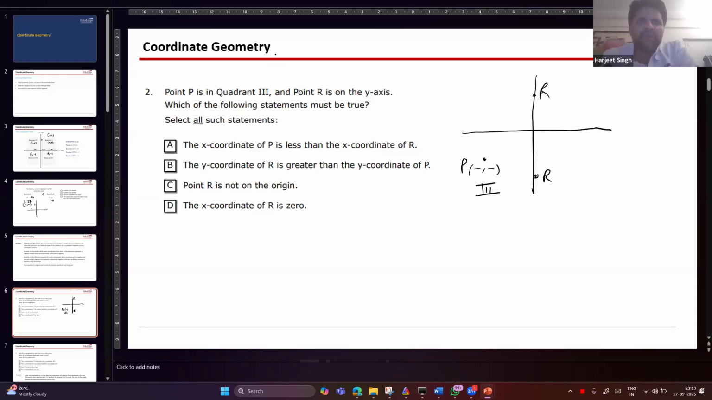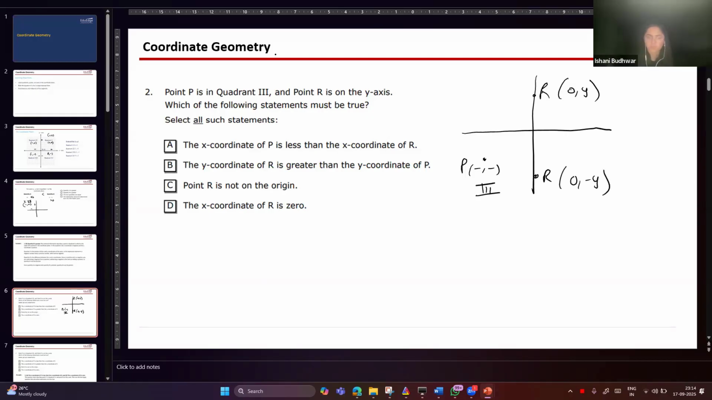Which of the following is true? A: X coordinate of P is less than X coordinate of R. Can I say what R is? What are the coordinates of R? X is 0, right? So can I say 0 comma Y, and this will be 0 comma minus Y. So X coordinate of P is negative. X coordinate of R is 0. Can I say this for sure is true, because negative will be less than 0? So A is correct.